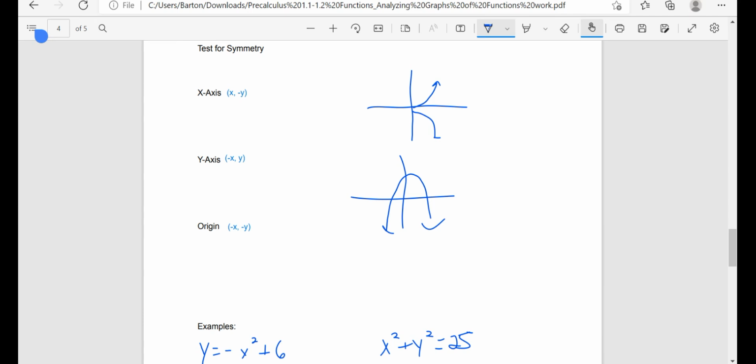But point being, if you plug in negative x everywhere as an x and a y everywhere as y, simplify, it's the same function, it reflects over the y-axis. Origin. Most common example with origin is your x cubed functions. You plug in negative x everywhere as x, negative y everywhere as y, and simplify, and you get the same function as the original, then it reflects over the origin.